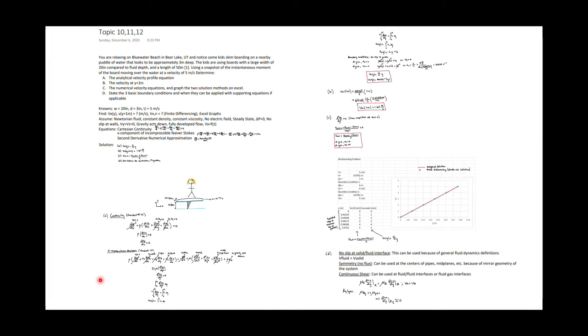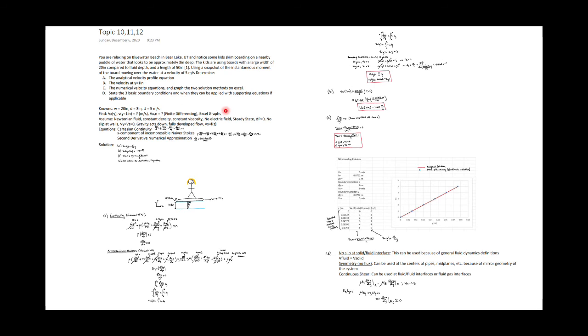Using a snapshot at the instantaneous moment of the board moving over the water, we are to determine the analytical velocity profile, the velocity at y equals 1 inch, the numerical velocity equations, and graph the two solution methods on Excel, and state the 3 boundary conditions and when they can be applied with supporting equations if applicable. Here we are shown our knowns.